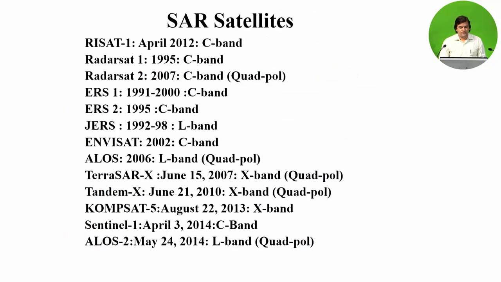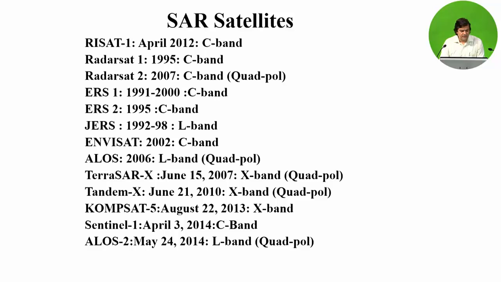This is the list of a few famous SAR satellites. RISAT-1 is the Indian sensor which was launched in April 2012, and it provides the data set in C-band. The mean wavelength of C-band is approximately 5.5 to 5.6 centimeters. In the case of RadarSat-1, currently it is not providing the data set, but the archive data set is available to use. RadarSat-1 was a Canadian satellite, and it provided the data set in C-band.